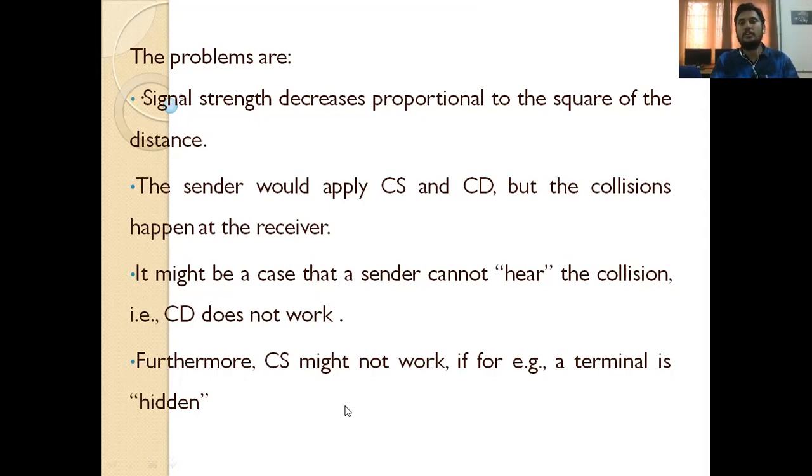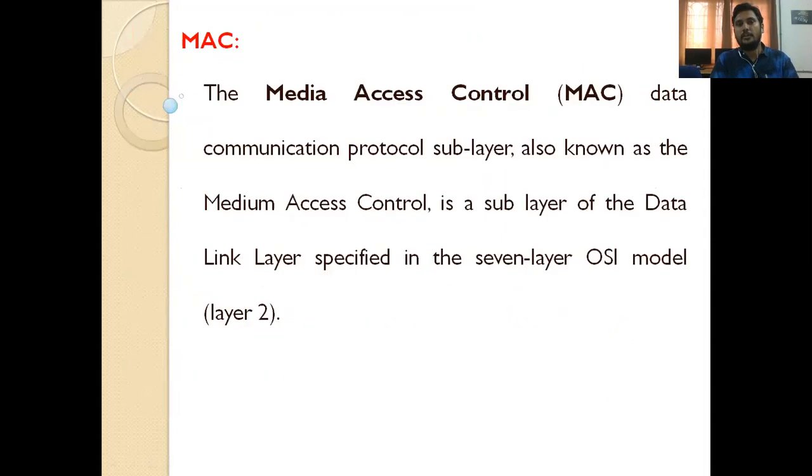Further, CS might not work, that is, the terminal is hidden. That is lecture number 1. We covered the basic syllabus about the MAC.